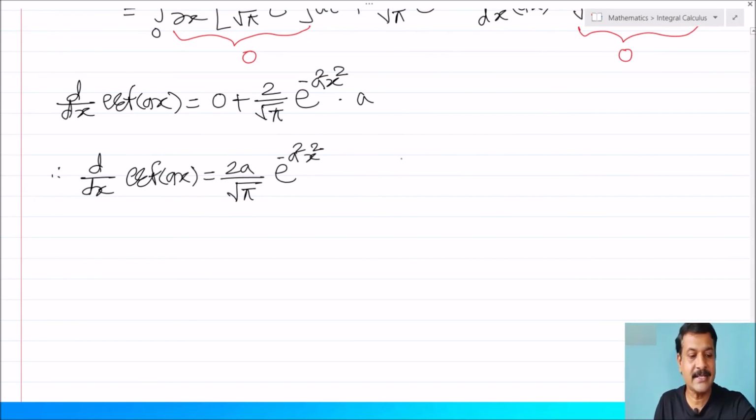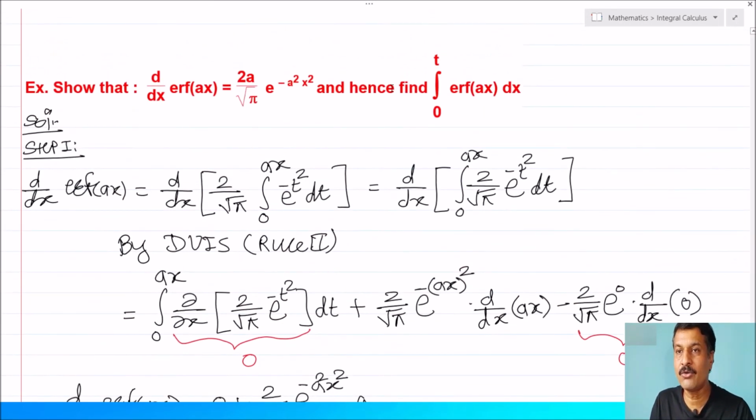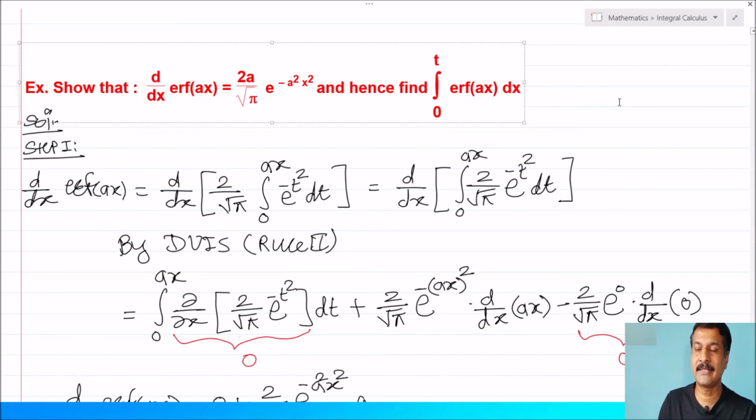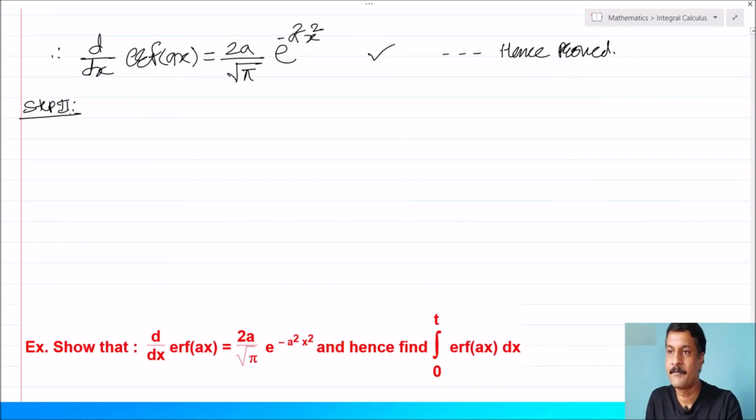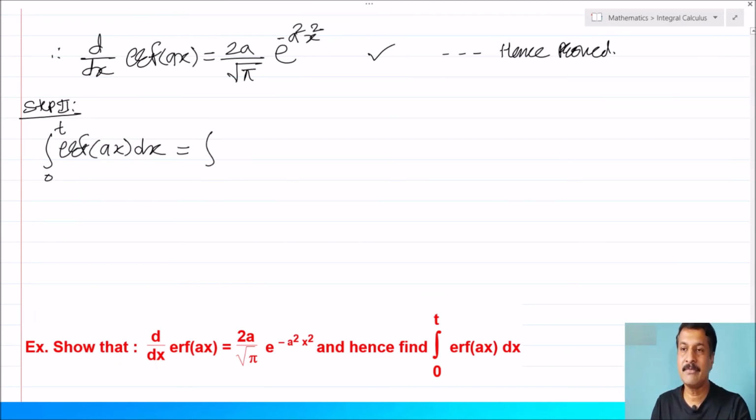So by using this result, I want to evaluate the value of the integration from 0 to t of the error function of ax dx. So step number 2 here. What is that? I want to evaluate the integration from 0 to t of the error function of ax dx. The same thing I can write as the integration from 0 to t of 1 into the error function of ax dx.